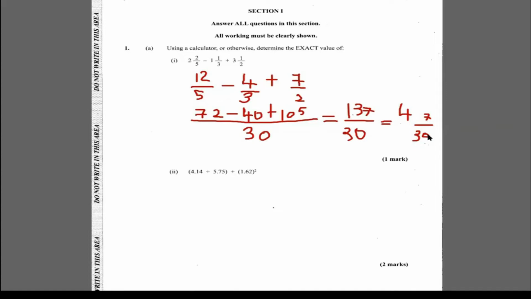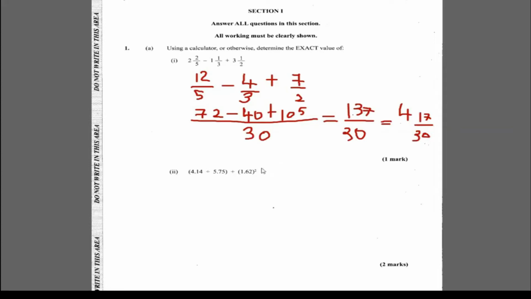But because it's 1 mark, I highly recommend you just put it in a calculator, because you're not getting any extra marks to do it that way. 17 over 30, that's what my calculator is saying. 4 and 17 over 30.